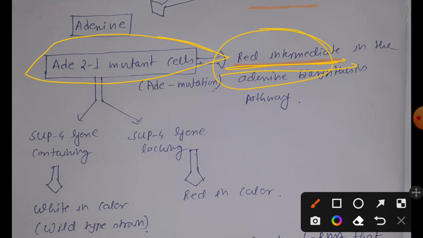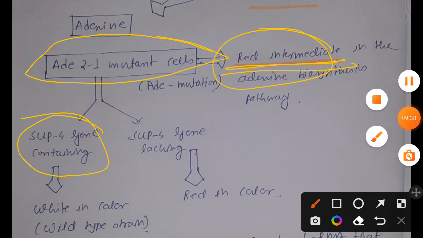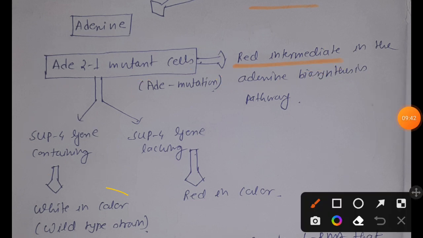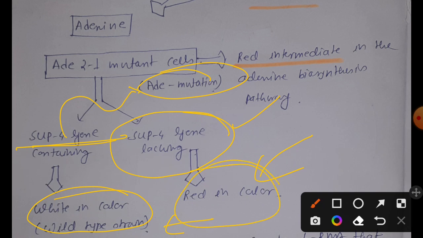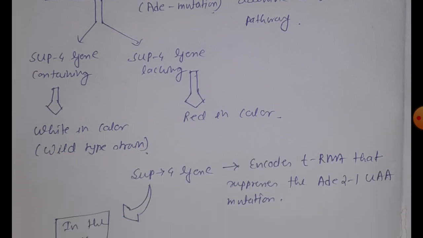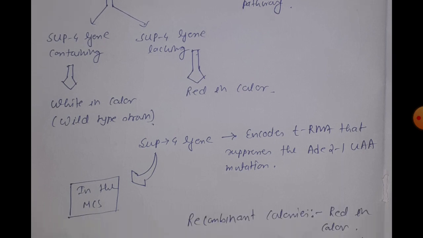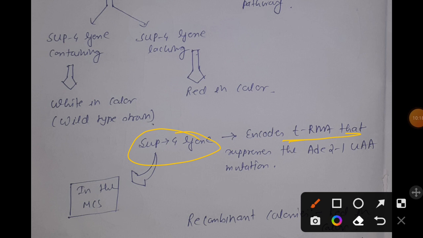Understood. So now there can be two situations. Inside that yeast there should be a presence of the SUP4 gene. If it is present, then the colonies will be white in color, that means the color of the wild type strain. But if the SUP4 gene is absent, the colony will be red in color. That means this SUP4 gene is going to suppress this ADE mutation. If the SUP4 gene is not present, the ADE mutation expresses itself, and as a result, the colonies of yeast will be red in color. Now the question is, how does the SUP4 gene suppress the ADE mutation? Remember, the SUP4 gene produces a kind of tRNA molecule. This tRNA molecule is going to suppress this mutation.